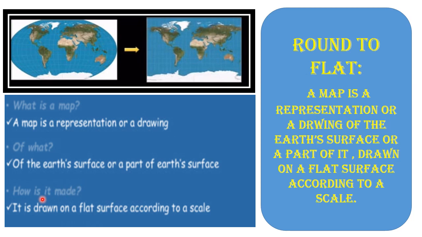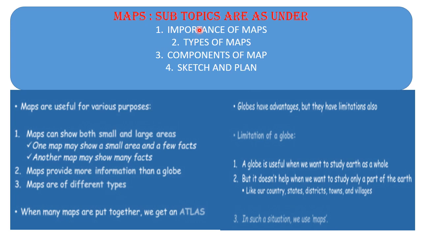Now, how is it made? A map is drawn on a flat surface. Now, there are many components of maps, and there are subtopics of this chapter which are as under. We are going to talk about the importance of maps, then we will talk about types of map, components of map, and finally we'll learn about sketch and plan.